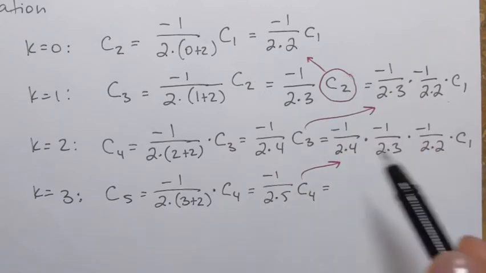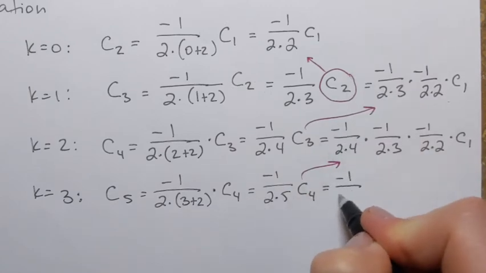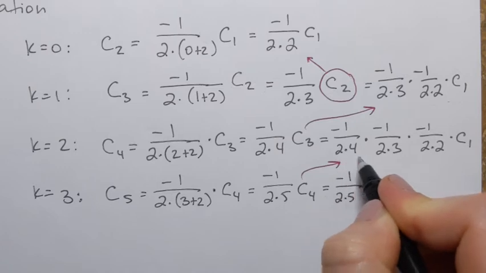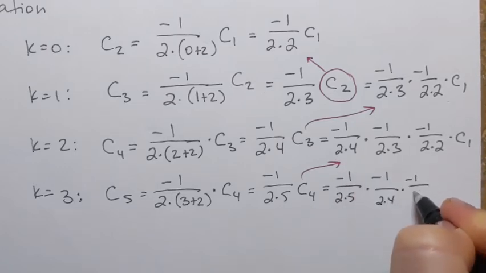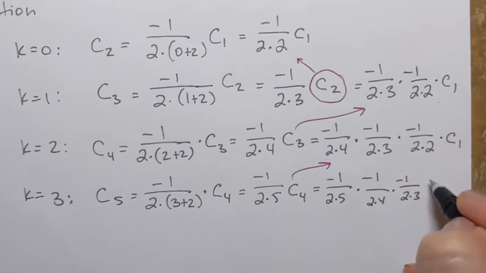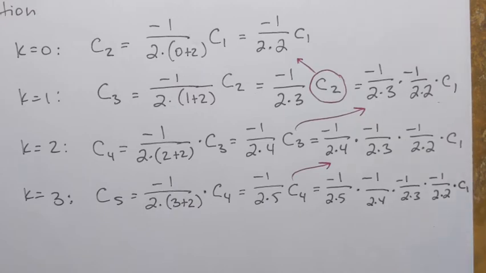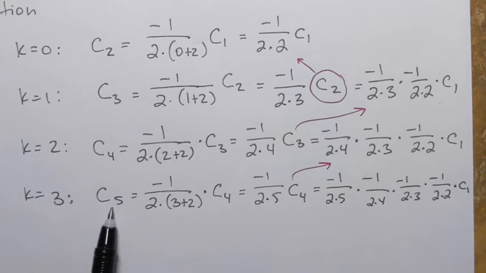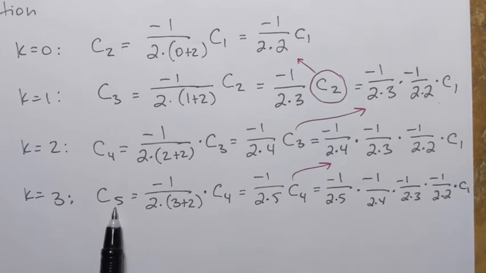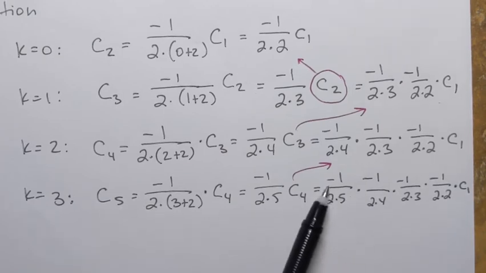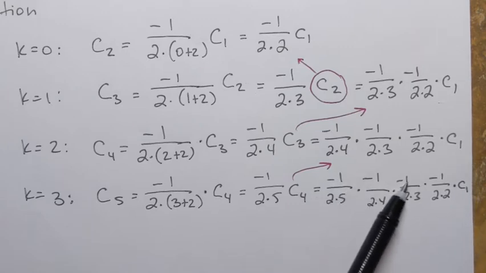Let's plug it in. Okay, so -1 over 2 times 5 times, I'm copying all that, -1 over 2 times 4 times -1 over 2 times 3 times -1 over 2 times 2, and finally times C1. Okay, I think we're ready to start talking about the pattern. The way we want to think about it is to connect the index of C with what we can see on the right-hand side. So, index is 5. What can we see here on the right-hand side? I can see that I have 1, 2, 3, 4.